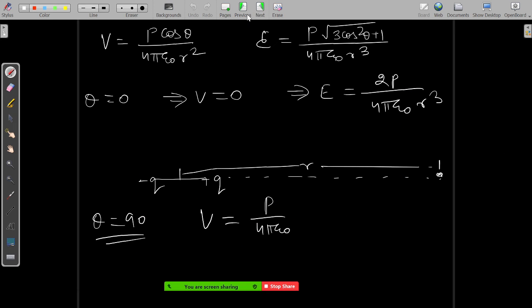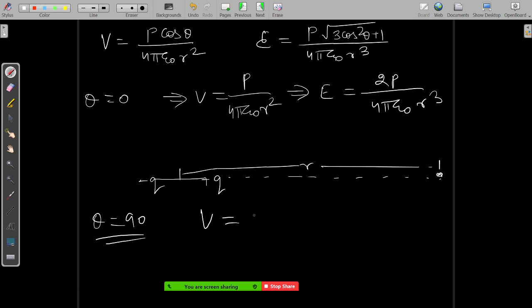See, cos 0 is not 0, no? Cos 0 is 1, right? So V will be equal to P by 4 pi epsilon naught r square. Understood? And theta is equal to 0. We are doing one mistake from the beginning itself. So it becomes 4p by 4 pi epsilon naught r square, and here the potential becomes 0.